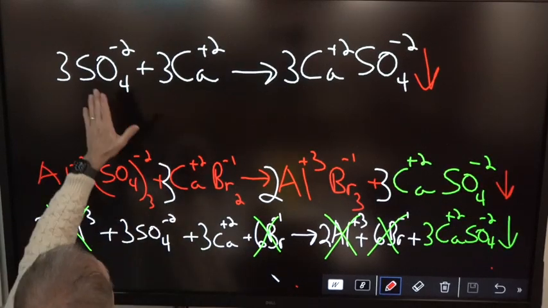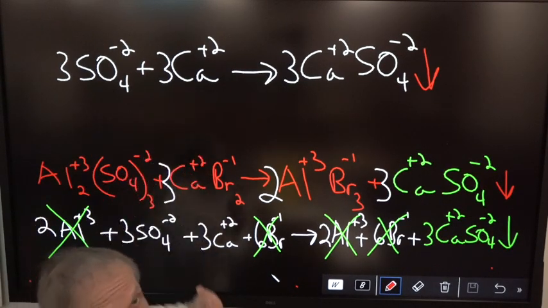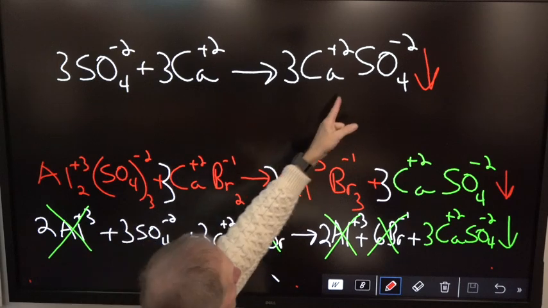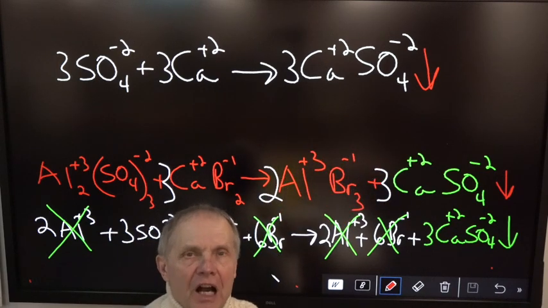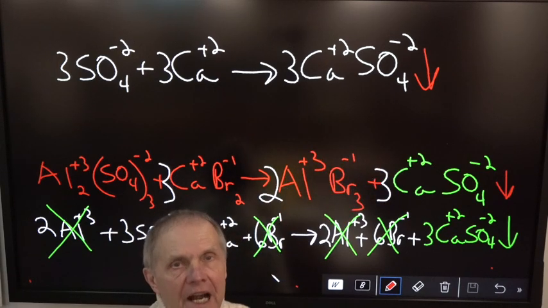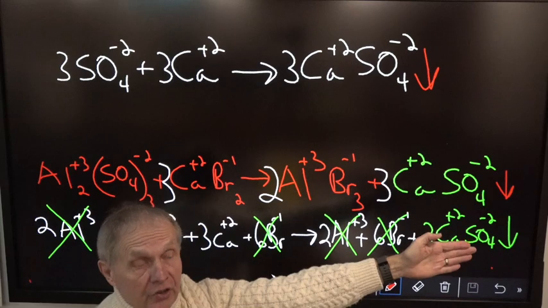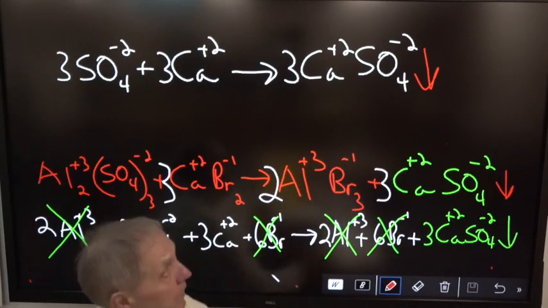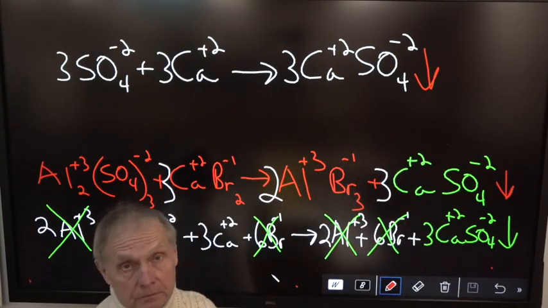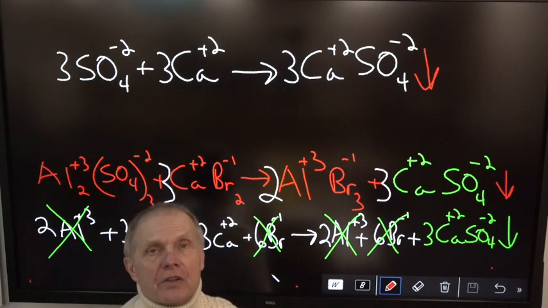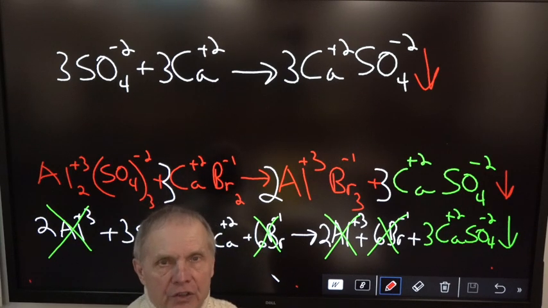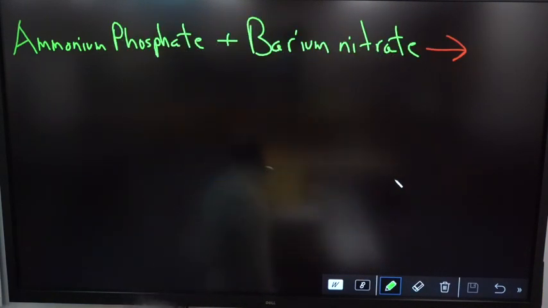So this is what SO4, when it combined with calcium, it formed calcium sulfate, which is insoluble and precipitated out, which means there was a reaction and it fired to the products. It never reverses and it will go to completion. That is how you do a double replacement reaction. We will do one more.